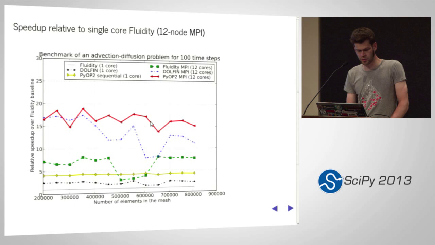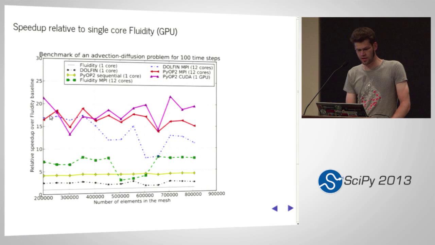And when we run on a single GPU, which is not supported by either Dolphin or Fluidity, we are even slightly better for larger meshes. So this is running on a single Tesla C2050. So we get about 20 times speedup. And so a single GPU gives us about the performance of one socket, of one 2-socket node, approximately.